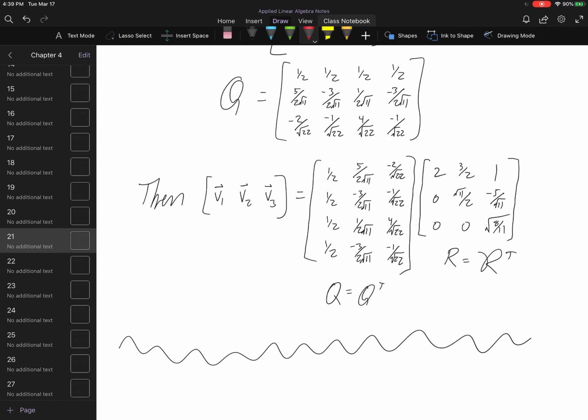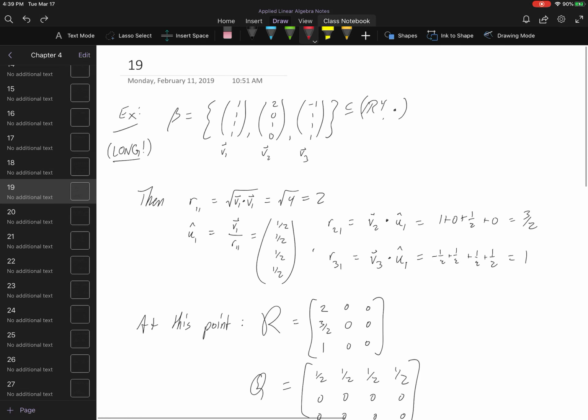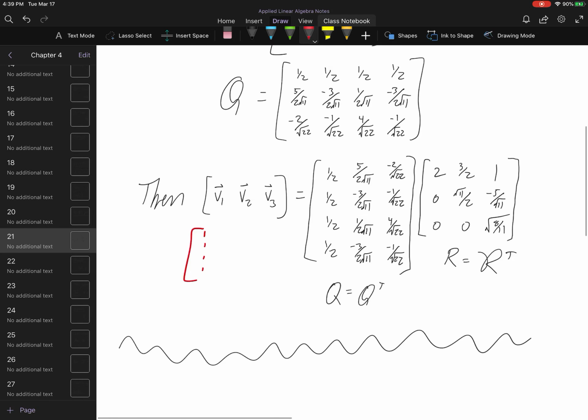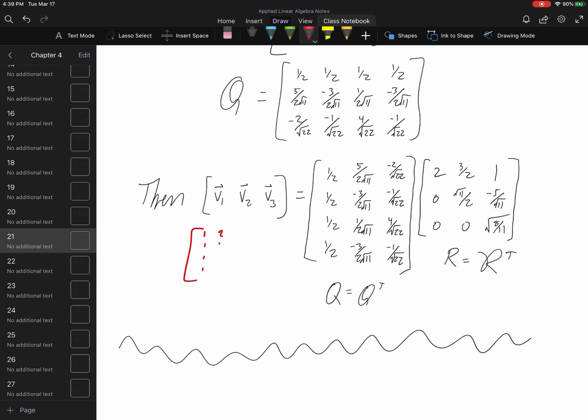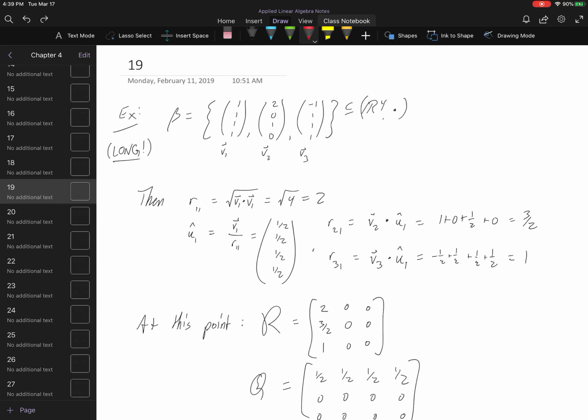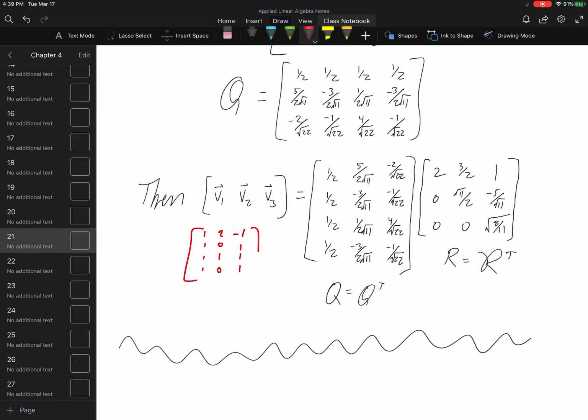So until then, go through this video one more time. Make sure you understand what just happened to go from this matrix. Let's see if I can put it on the page. That would be 1, 1, 1, 1. And 2, 0, 1, 0. And minus 1, 1, 1, 1. Right? This matrix is now equal to this factorization of Q times R.